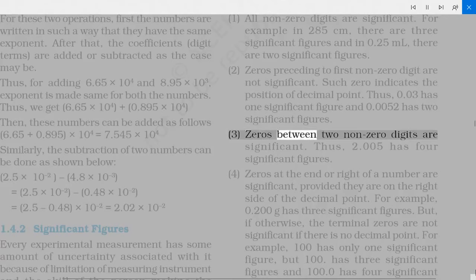3. Zeros between two non-zero digits are significant. Thus, 2.005 has four significant figures. 4. Zeros at the end or right of a number are significant, provided they are on the right side of the decimal point. For example, 0.200 has three significant figures. But, if otherwise, the terminal zeros are not significant if there is no decimal point. For example, 100 has only one significant figure, but 100. has three significant figures and 100.0 has four significant figures.